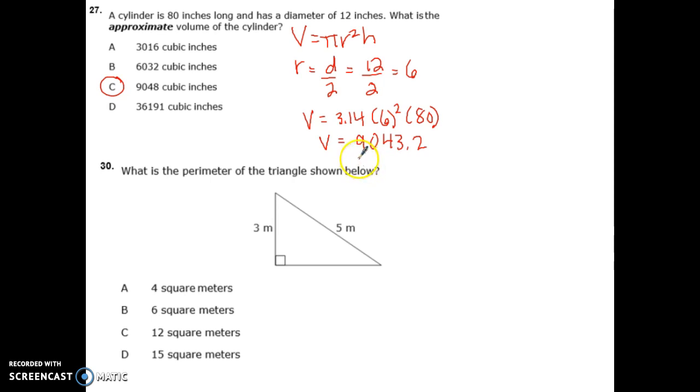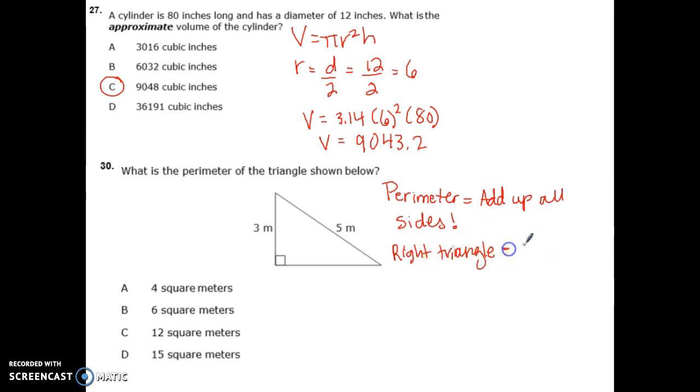Number 30, it says, what is the perimeter of the triangle? Perimeter means to add up all the sides. In order to find this side, this is a right triangle. Right triangle usually means, if we're finding the side, Pythagorean theorem. This is technically A, this is B, and this is C. So we have B squared is equal to C squared minus A squared.